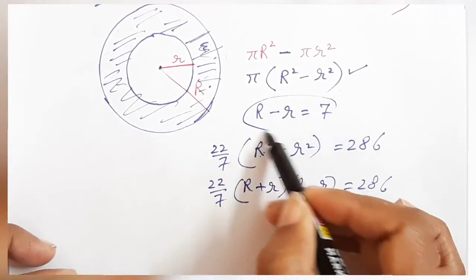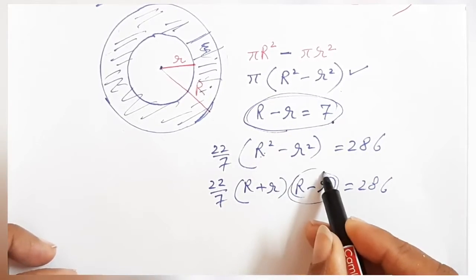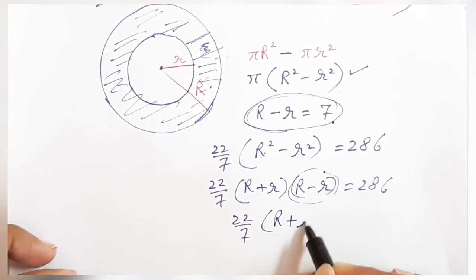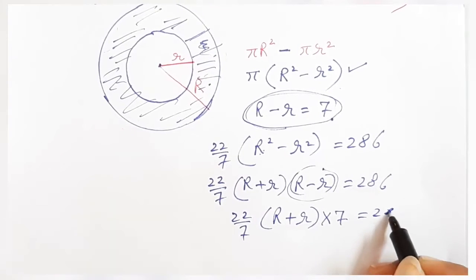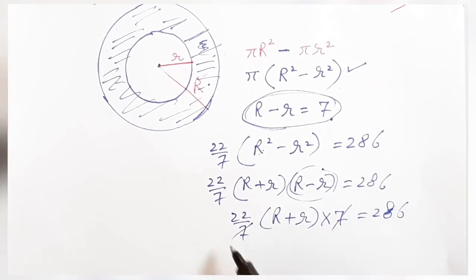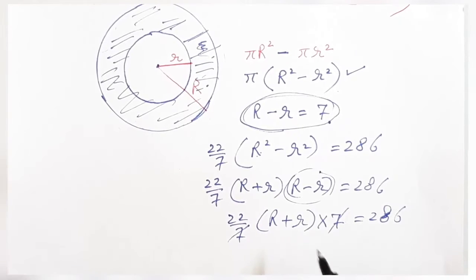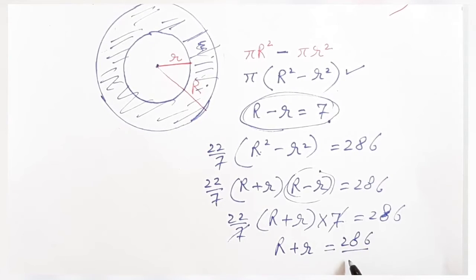So here R minus r is 7. So let us substitute the value here. So this is 22 upon 7, (capital R plus small r) into 7 equal to 286. Now 7 and 7 will get cancelled. So here the value of capital R plus small r is equal to 286 divided by 22. That will come out to be 13.